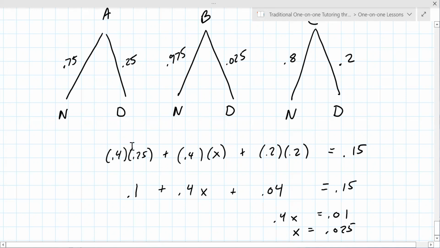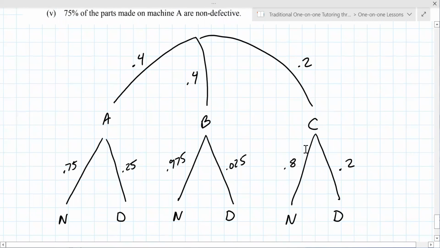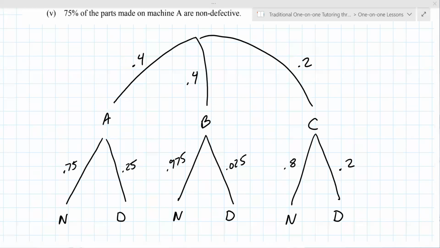Okay. The reason we do all this is you generally need to know every number in this thing to be able to answer any of the questions. That's why it's so important that you fill it out correctly the first time. So now we can answer some questions.